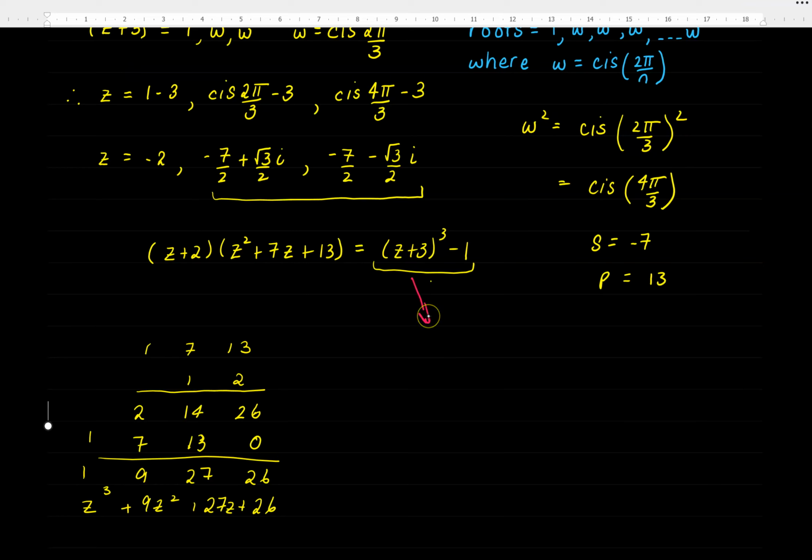Okay, now to expand this one, let's change the colour. To expand this, we're going to use my best mate, Pascal. So remember 1, 3, 3, 1. So that would be 1z cubed plus 3 times 3z squared plus 3 times 3 squared z plus 1 times 3 cubed, and then we've got to take the 1. And if you work that out, you will find that you get exactly the same as that. So that's sort of why we do this.